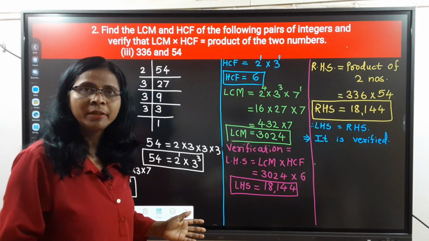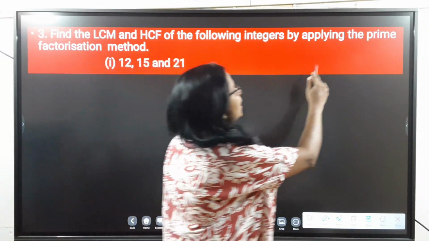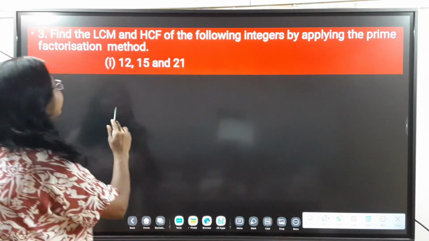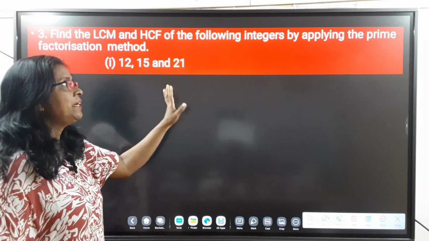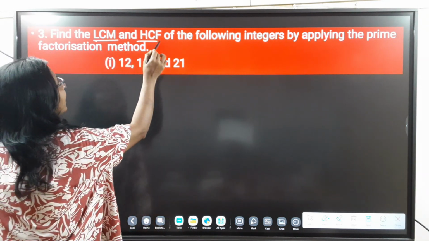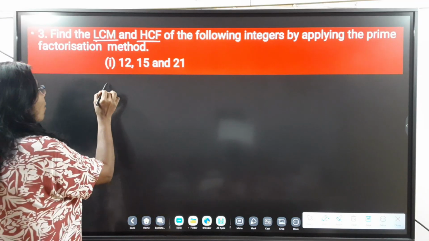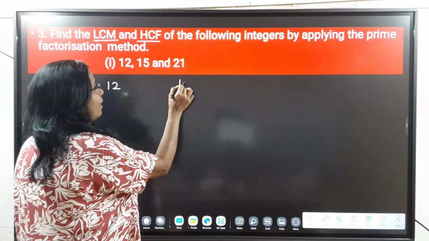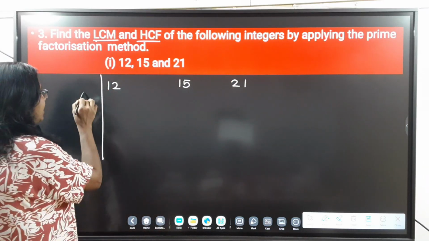You follow this method. Find the LCM and HCF of the following integers by applying the prime factorization method. Okay, so students the three numbers are 12, 15 and 21. Okay, so here we have to find out LCM and HCF of these numbers. So now we factorize one by one these numbers 12, 15 and 21. Okay, so I arrange this way.